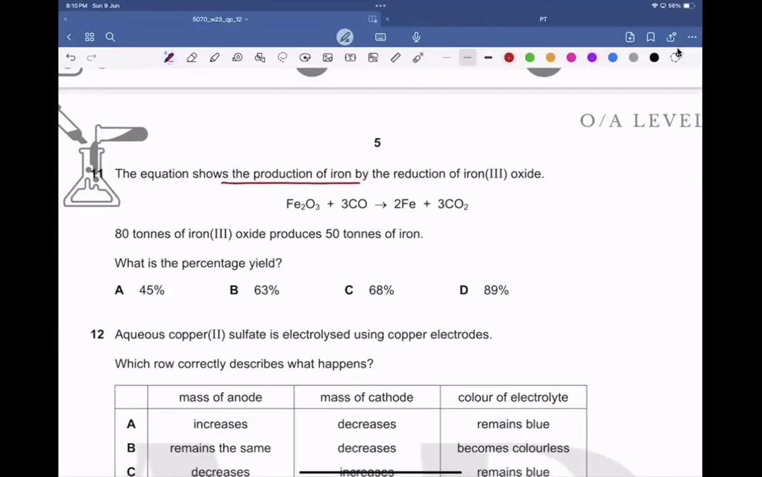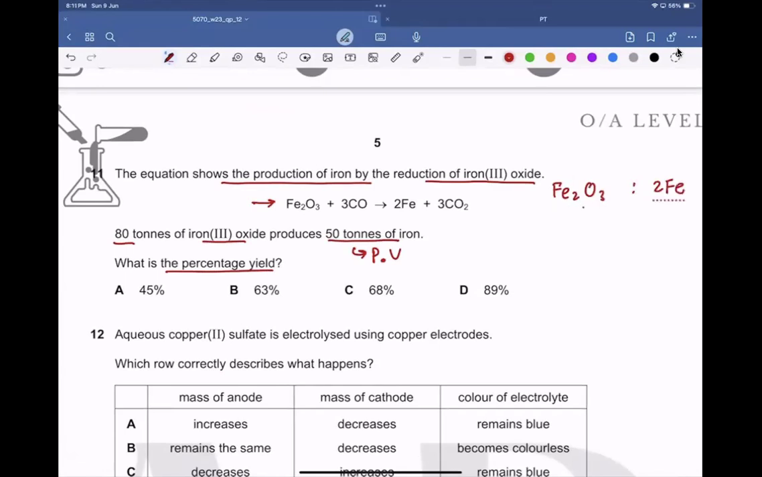The equation shows the production of iron by the reduction of iron 3 oxide. Okay, here we got the equation. 80 tons of iron 3 oxide produces 50 tons of iron. What is the percentage yield? Okay, so that is the practical value, right? Now we need a theoretical value. So if I make the ratio Fe2O3 is to Fe.